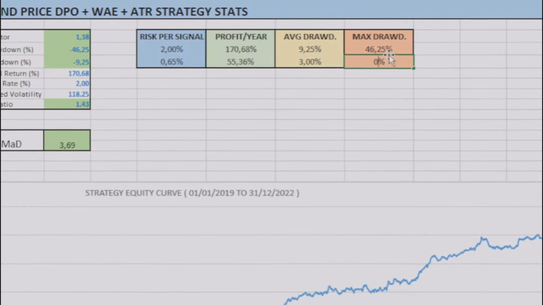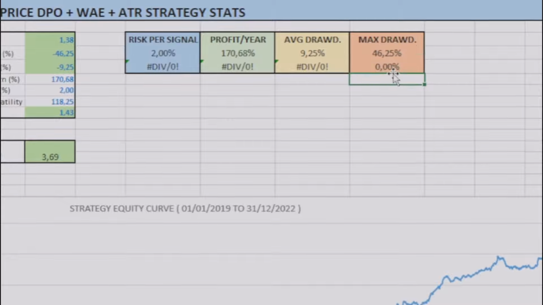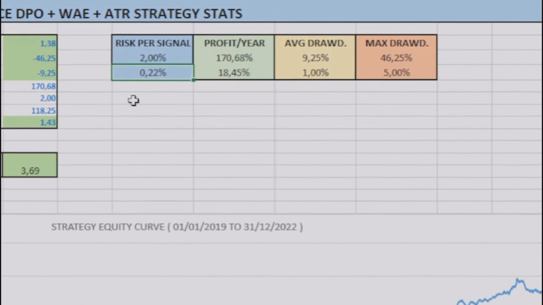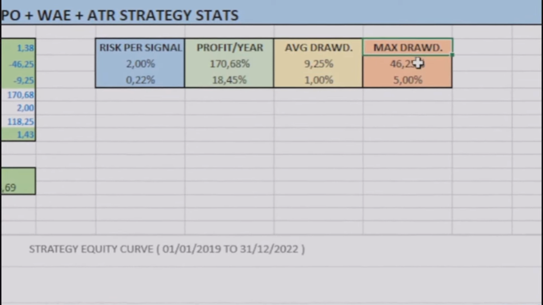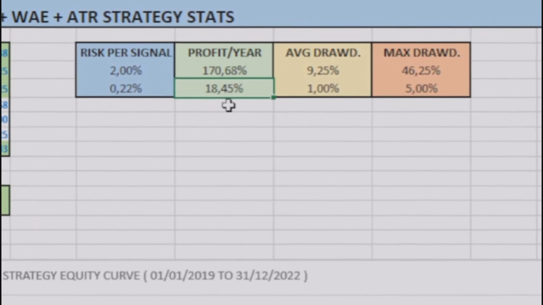Now, for anyone interested in joining a prop firm. In average, a prop firm has a max drawdown rule of 5%. So, if you use a risk of 0.20% per trade, most likely you will never reach that limit, and you can count on an average annual return of around 18%.